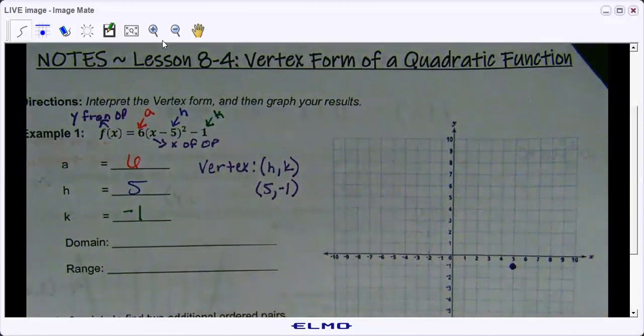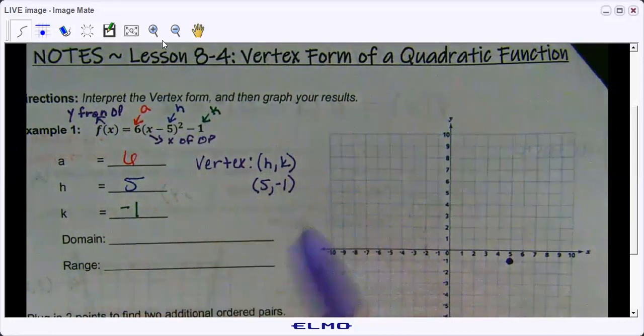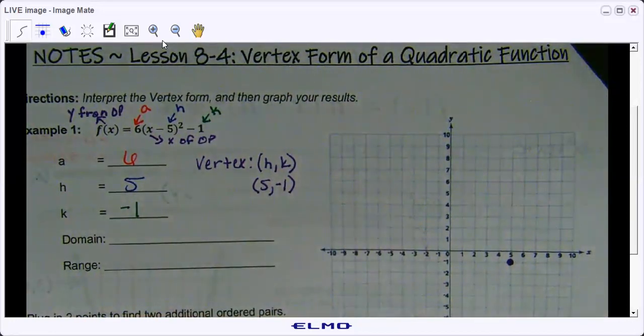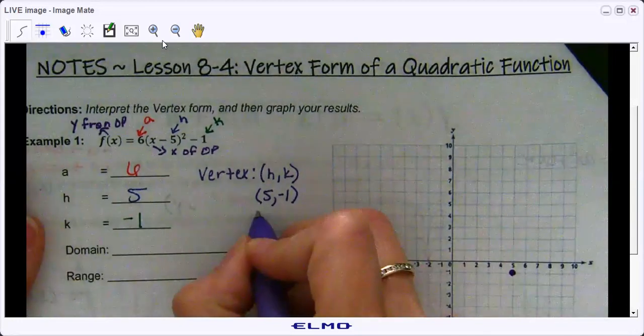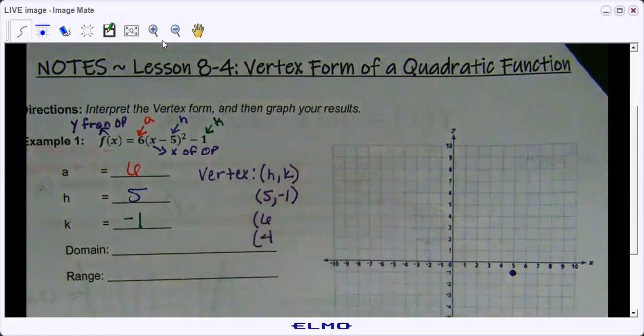So that's our vertex. But how many points do we need to graph a parabola? We need 3, so we need 2 more points. Okay, so remember what I said, when you are graphing a parabola and you have an X value, we have 5, what should we choose for the X of our next 2 points? One higher and one lower. So what I'm gonna choose is one higher, which is 6, and one lower, which will be 4. Does that make sense? One higher than 5, one lower than 5.